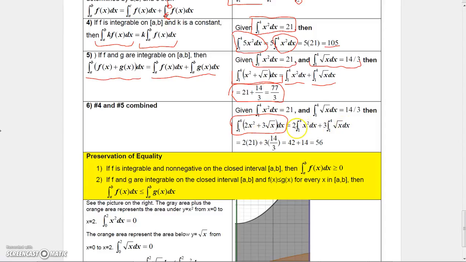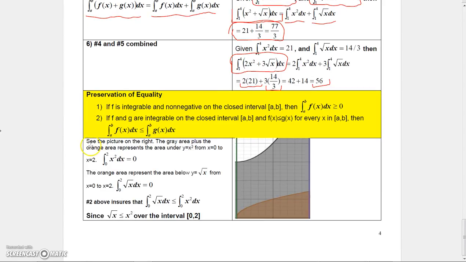And then, since you know what each of these integrals equals, the first one equals 21, so this would just be 2 times 21, and the second one equals 14 thirds, so this is going to just be 3 times 14 thirds, and so you just get 42 plus 14, which is 56.